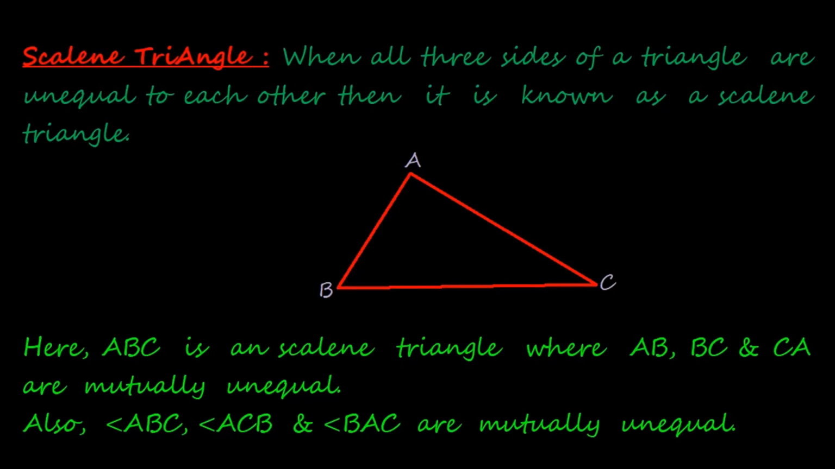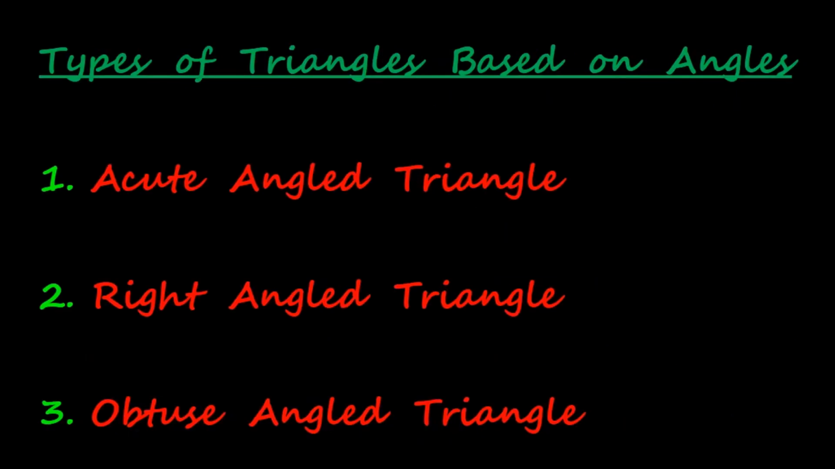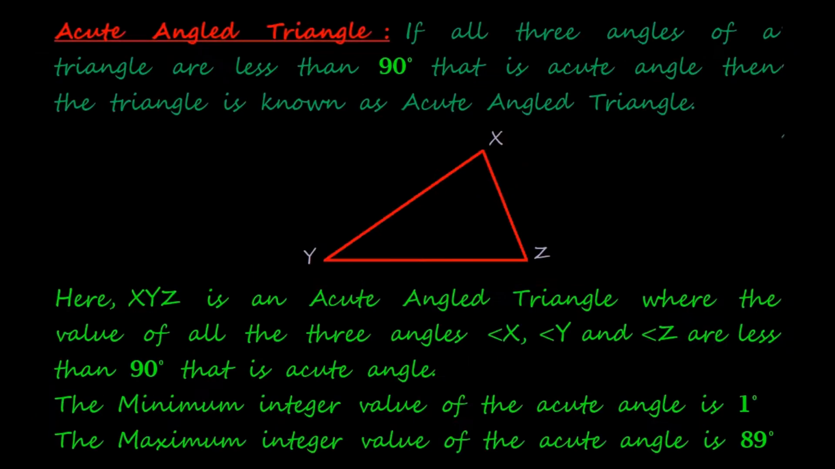That is why triangle ABC here is a scalene triangle. This time, we're going to learn the types of triangles based on angles. They are acute angled triangle, right angled triangle, and obtuse angled triangle. Let us discuss in detail in the following.